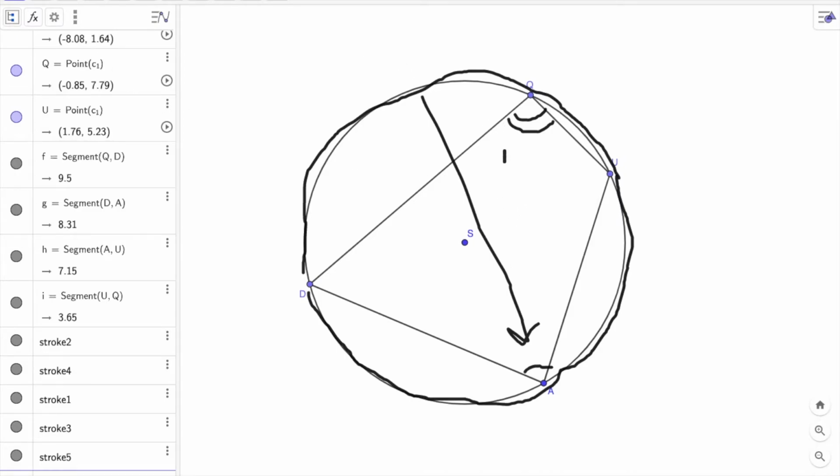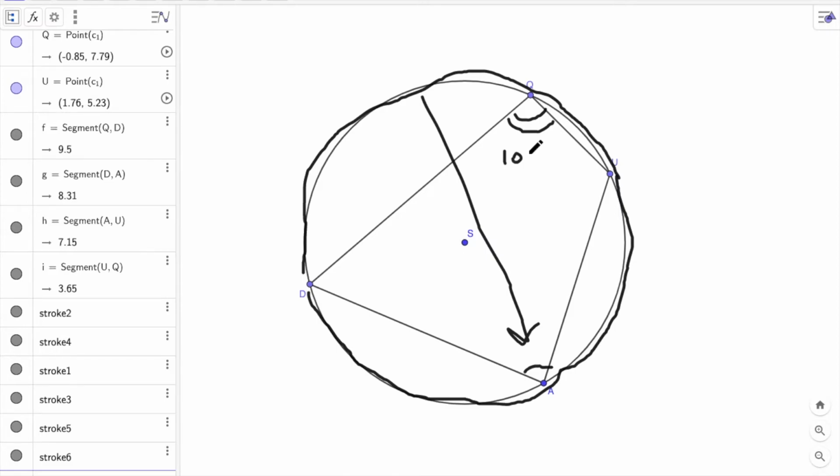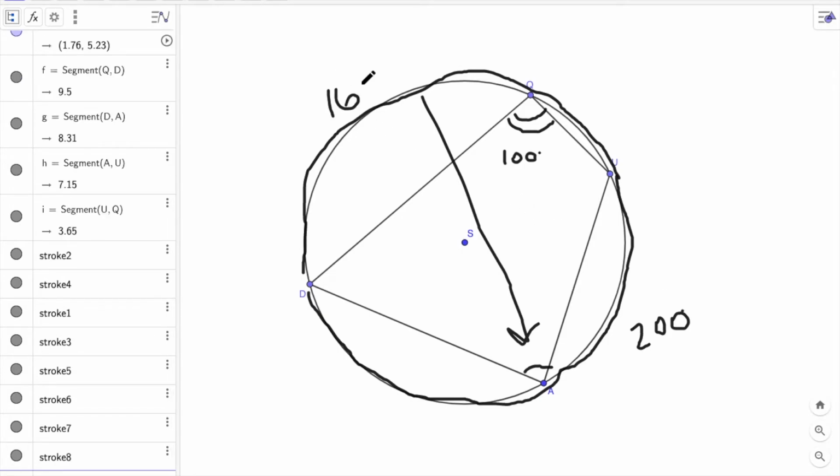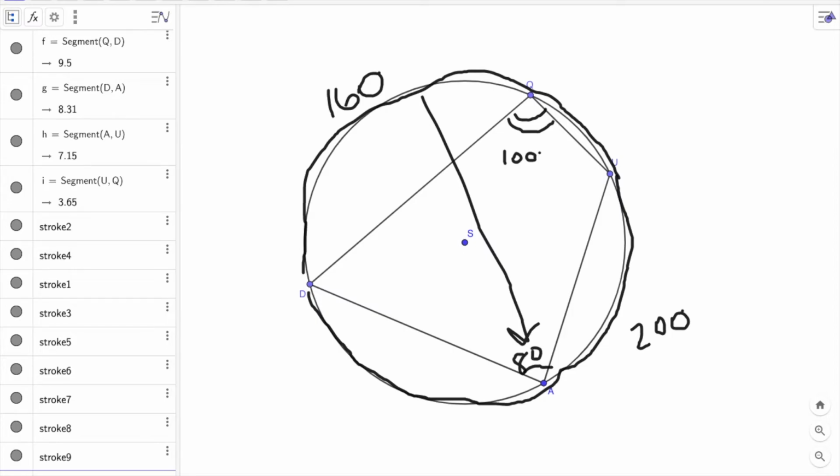Think of it this way. If this angle up here is 100 degrees, then the arc down bottom on the outside would be 200 degrees. We want the entire outside of the circle. Well, we know what 360 minus 200 is. We'd have to have 160 degrees here. We'd divide that by 2 and we'd find that this angle is 80 degrees down here.